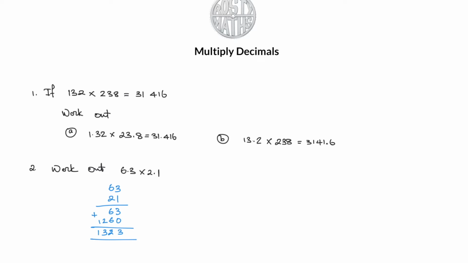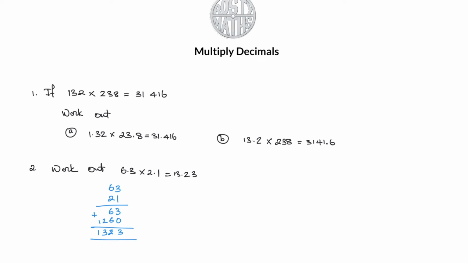Now, what do we do when we get this answer? Well, this was divided by 10. This was divided by 10. So the answer needs to be divided by 10 twice. Or in other words, divided by 100. So 1, 2. So that answer is going to work out to be 13.23. And this is done.